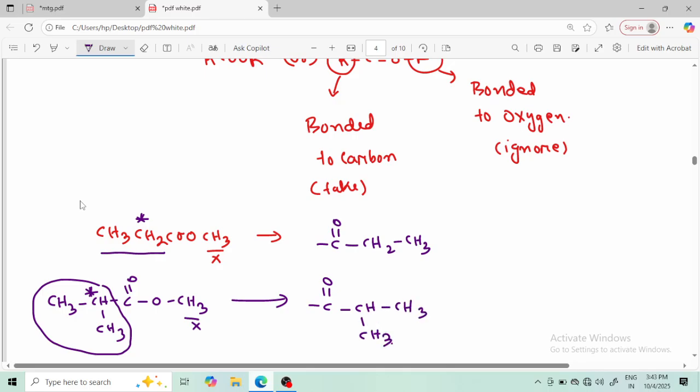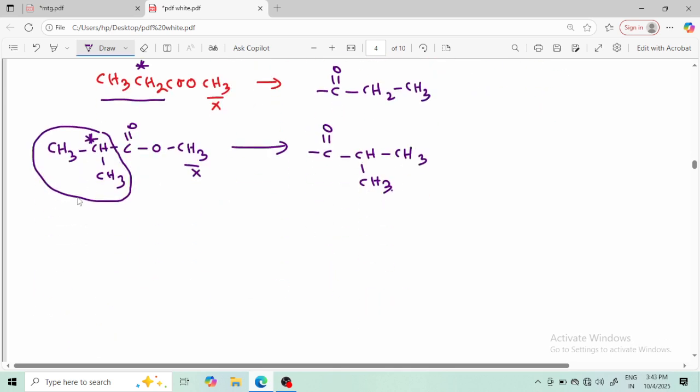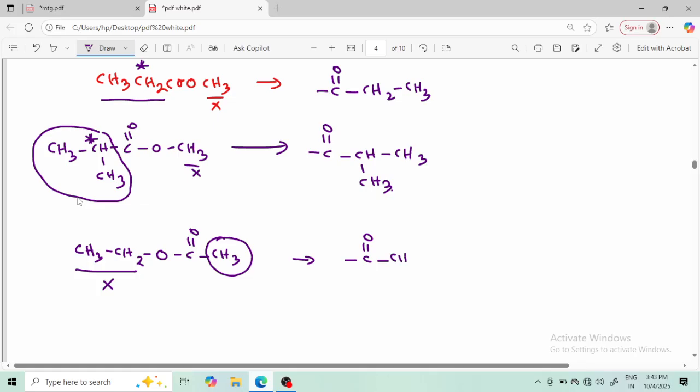Let's do another example. This will be the last example. Suppose I am giving CH3, CH2, oxygen, C double bond O, CH3. So here which one you will ignore? This part is bonded to carbon. I will ignore this. I will be taking this one, and since there is only one carbon, that carbon will be behaving as bonding site.